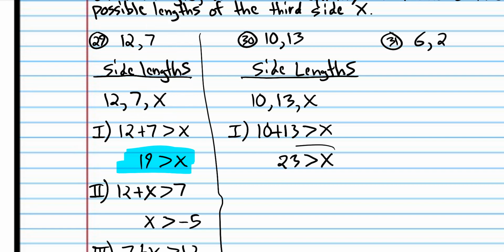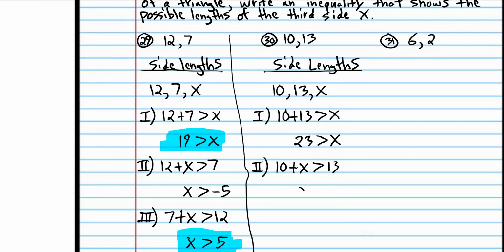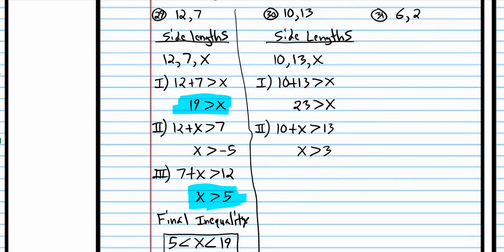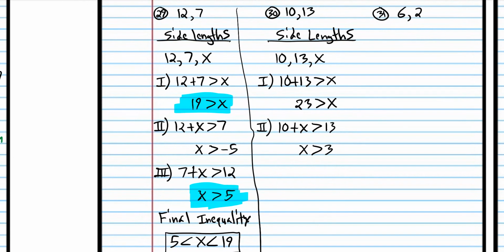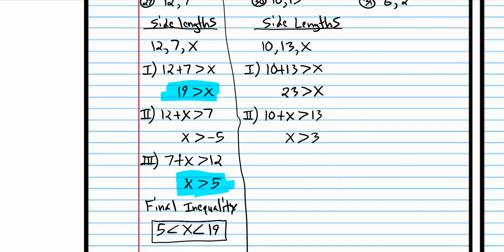Remember, it's easy to get confused with these inequalities. Just remember, Pac-Man eats the bigger number. All right, so that's valuable information there. Now we're going to do the second inequality. 10 plus x must be greater than 13. Subtract 10 from both sides and we get x must be greater than 3. That's pretty useful information there too. And that's really all we need. We could do a third inequality, but it's not really necessary because we would just end up with x is greater than negative 3, and that wouldn't really tell us anything.